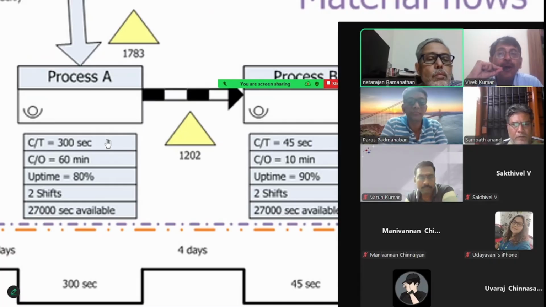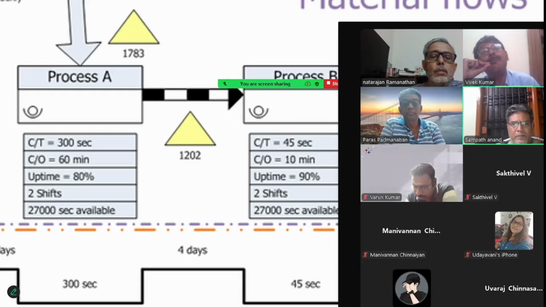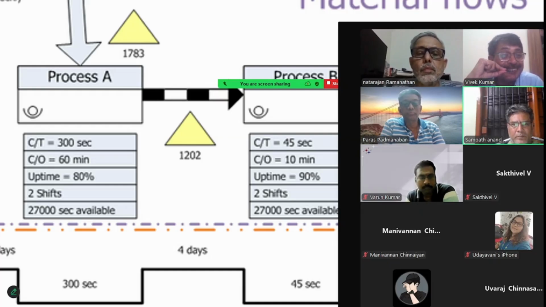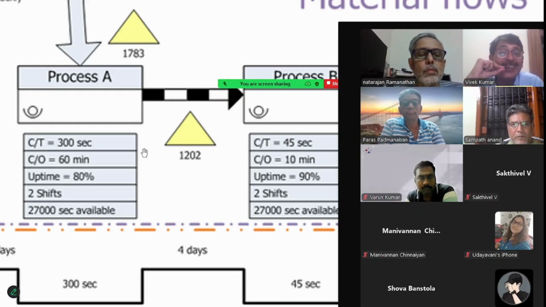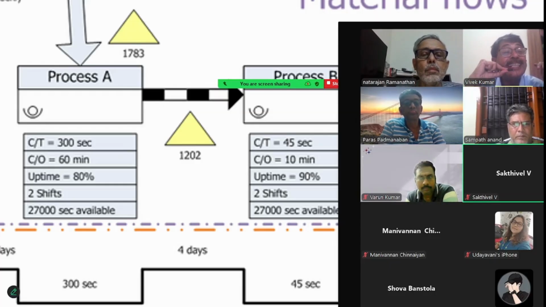Is the line balanced right now? No, because the previous machine is throwing out one piece every 300 seconds, whereas this machine is capable of processing one piece every 45 seconds. But will it be processing a piece every 45 seconds? No, because we don't have the input material. The rate of feed is only every 300 seconds. Therefore, this machine will be starving.